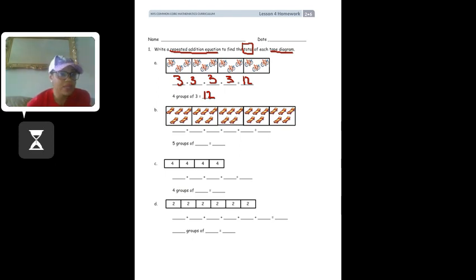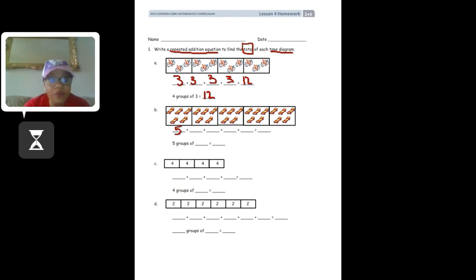I'm going to grab my red pencil again, and I see that we have 1 equal square, 2 equal squares, 3 equal squares, 4 equal squares, 5 equal squares. So 5 equal squares means we have 5 groups, and in each equal square we have 1, 2, 3, 4, 5 skateboards. So I know below in my repeated addition equation, I'm going to put the number 5 right here because there's 5 skateboards in that first equal square.